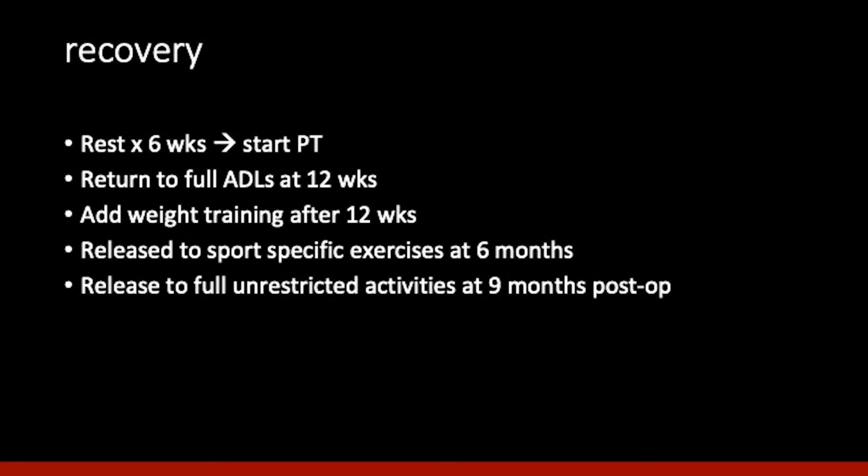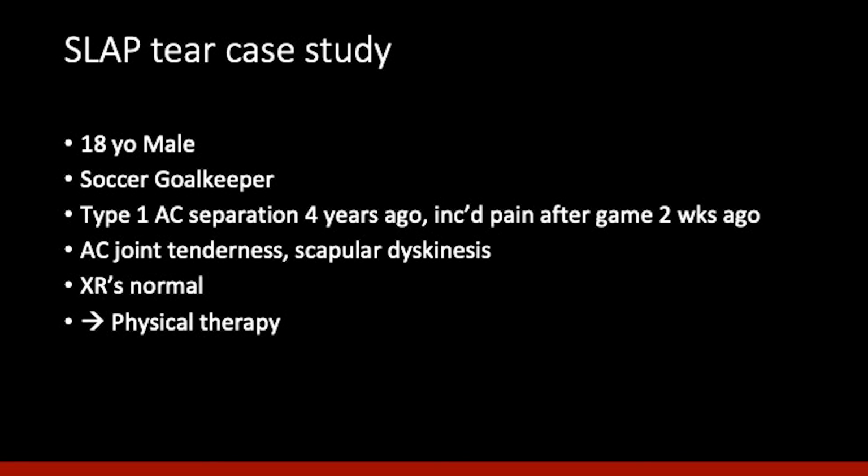So one last case. This is a superior labrum tear, 18-year-old soccer goalkeeper. He sustained a hard fall in a dive on an outstretched arm. He sustained a type 1 AC separation. That was actually 4 years ago. That got better, but then he started having a deeper seated pain that was exacerbated by several smaller minor injuries. He had a little bit of AC joint tenderness and a little bit of scapular dyskinesis. The shoulder blade wasn't moving properly when I first saw him.